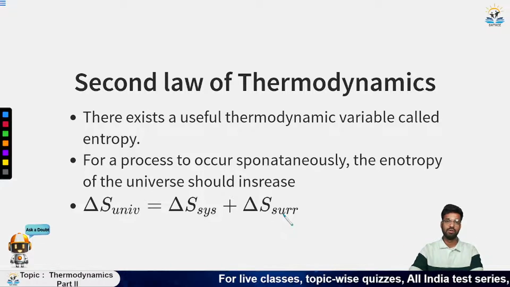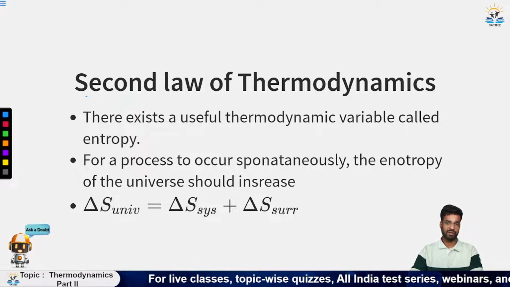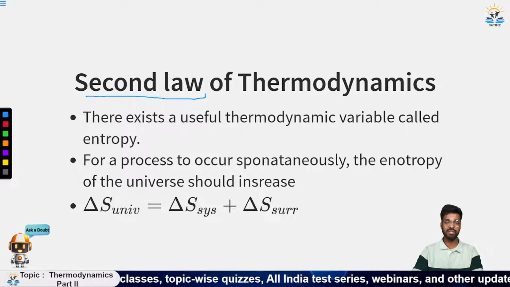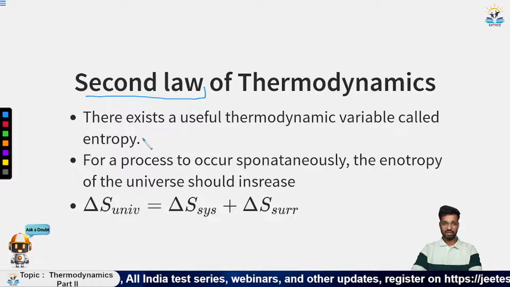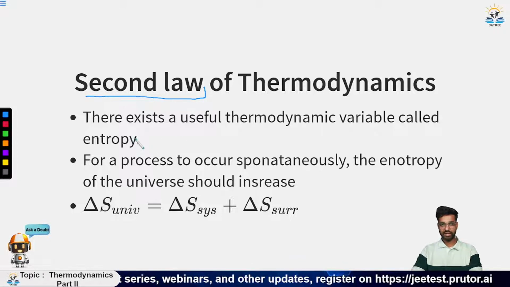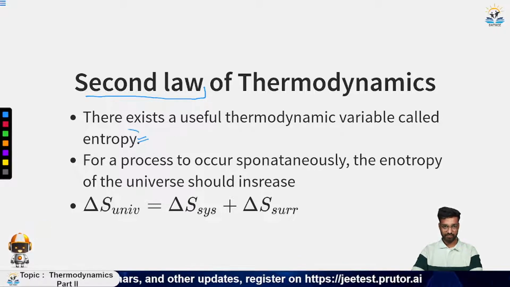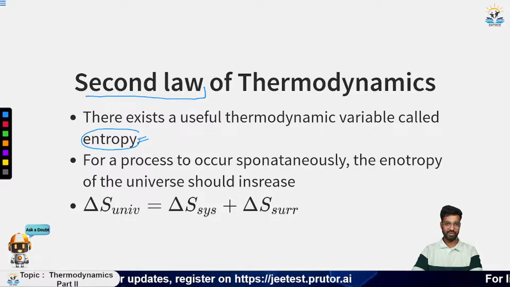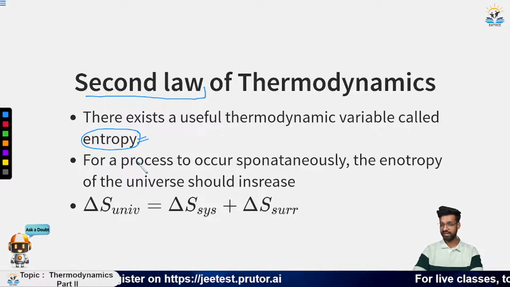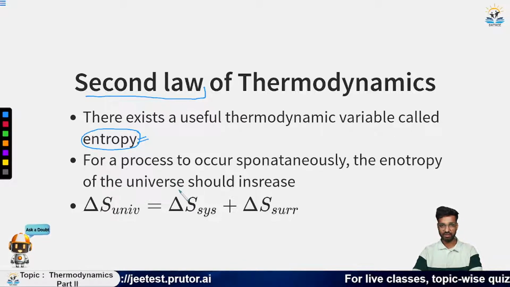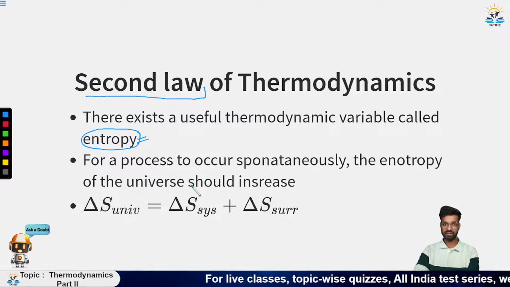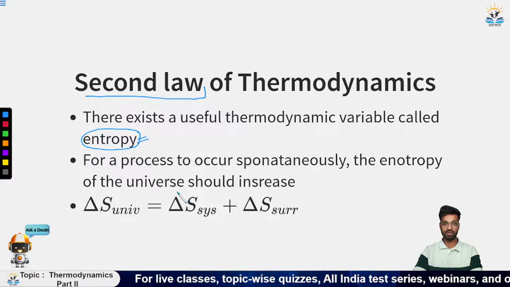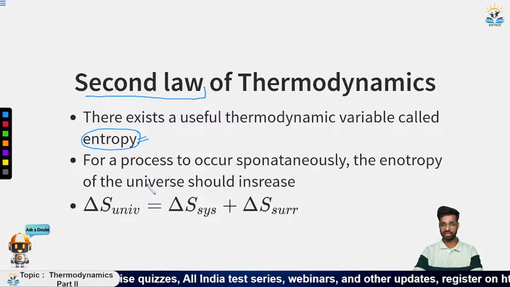Now we will move to the second law of thermodynamics. The second law of thermodynamics is mainly associated with entropy. So there is a thermodynamic variable called entropy. So what is entropy? In NCERT, if you see, it is mainly referred to as randomness, or you can say in how many ways a system can be arranged such that the energy will not change. You must have studied about the delocalization of the electron.